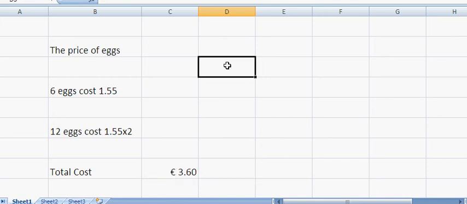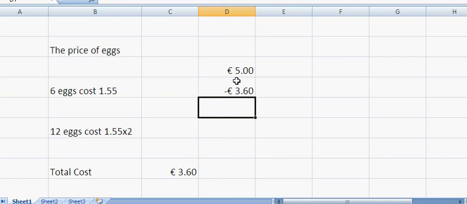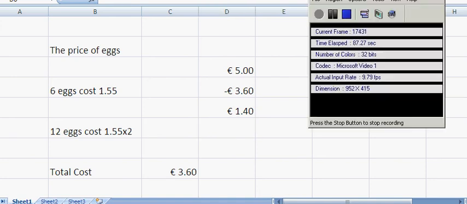3.10. Now, if I have 5 euros when I go to the shop, to find out how much change I have, I need 5 euros minus 3.10. Okay, so that's 5 euros minus 3.10, and what I'm left with is 1.90. I'm just taking those from each other. Okay, that's it. We're done.